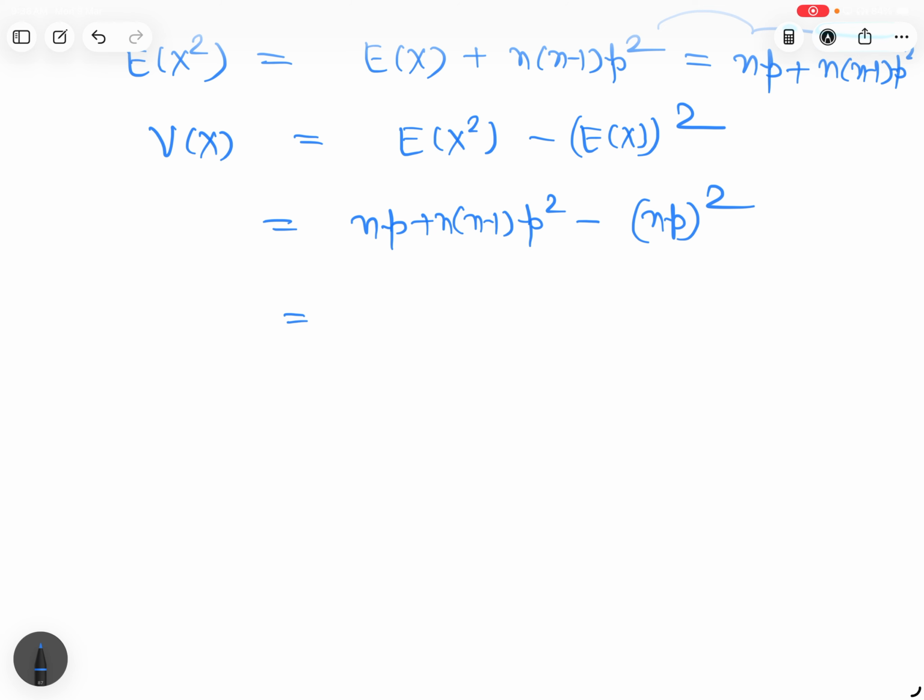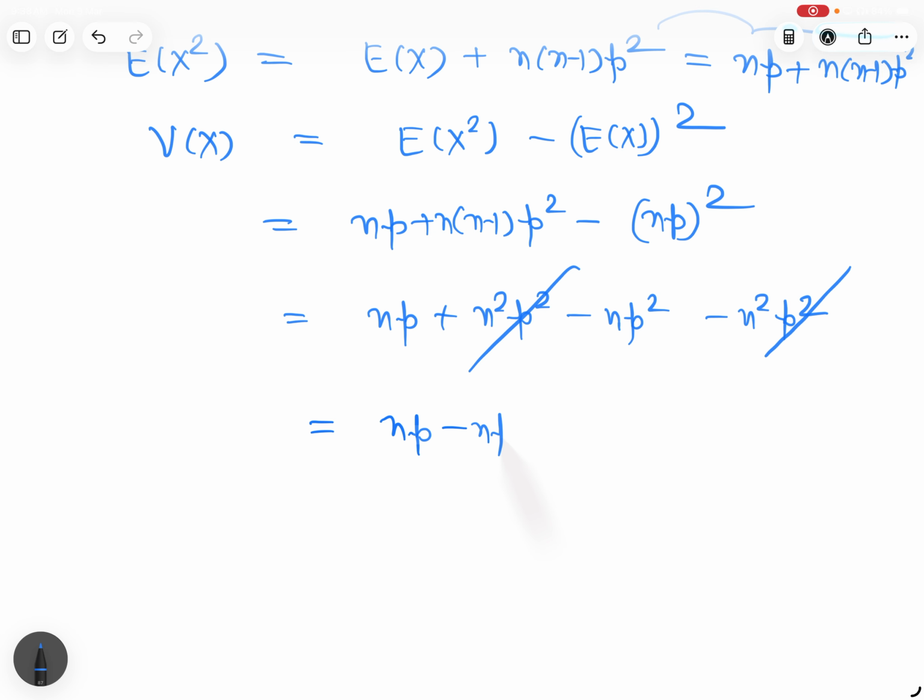So what will you get? np plus n square p square minus n p square, minus n square p square. This cancels out. So we got np minus np square. Taking np common, we get np into (1 minus p). So the variance of x is this, proved.